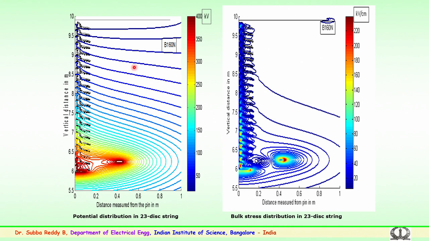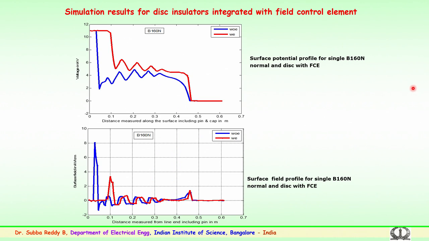This gives an equipotential plot for a 400 kV transmission tower consisting of 23 discs. This shows the bulk stress, that is the volume stress which is seen for the insulator string in case of 400 kV for one type of disc insulator. Similarly, several types, that is 10 types of disc insulators which are being employed in the country have been used for the simulation, and suitably integrated with the field control element, and the improvement aspects have been shown.